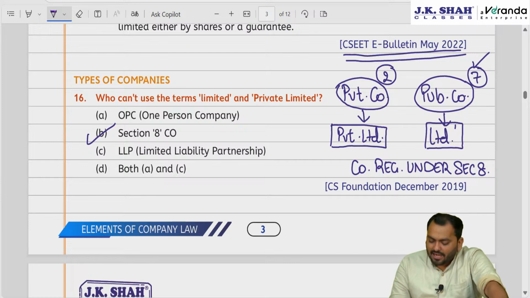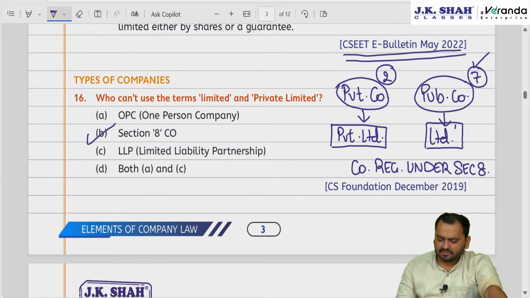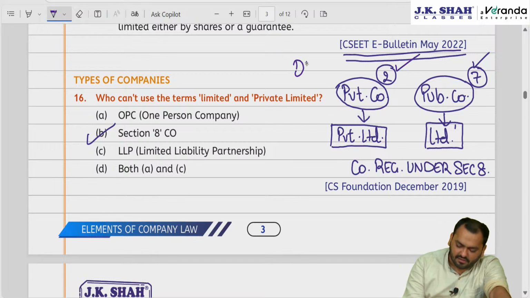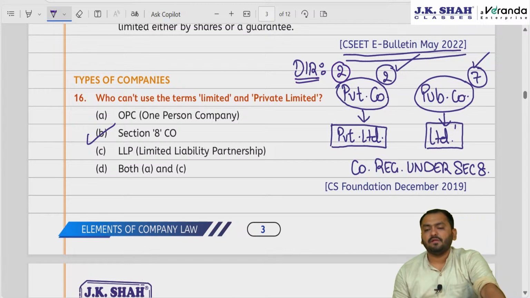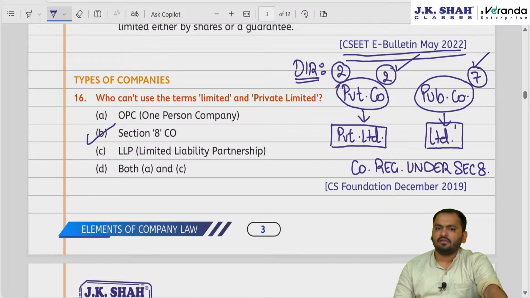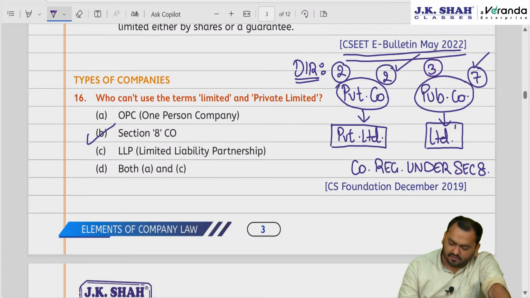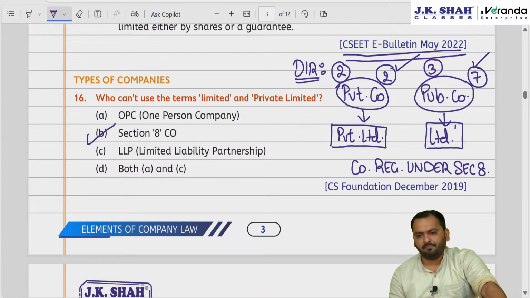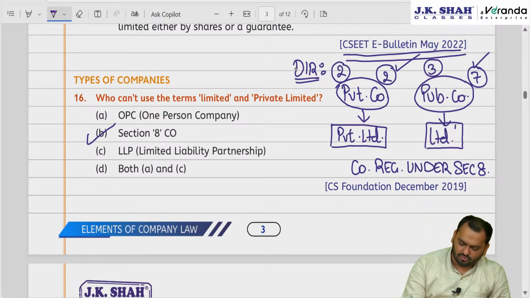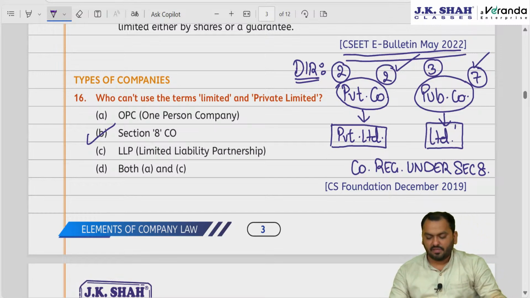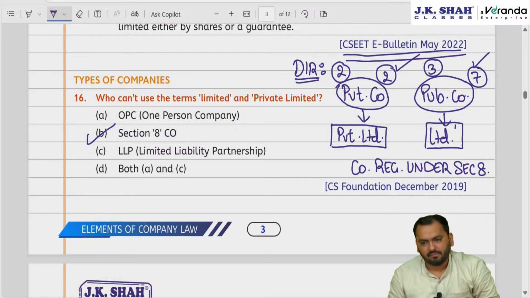And how many directors are required? This is the minimum number of members, right? What about the minimum number of directors? If we talk about directors in a private company, the answer is 2. Minimum 2 directors are required in a private company, and minimum 3 directors are required in a public company. So it is minimum 2 directors in private, minimum 3 directors in public.